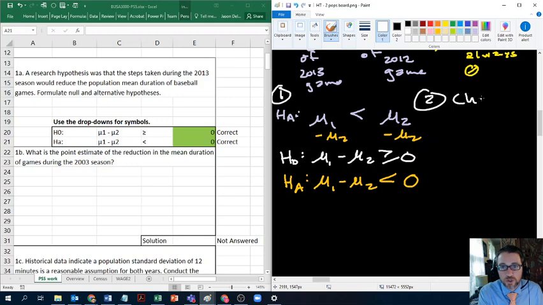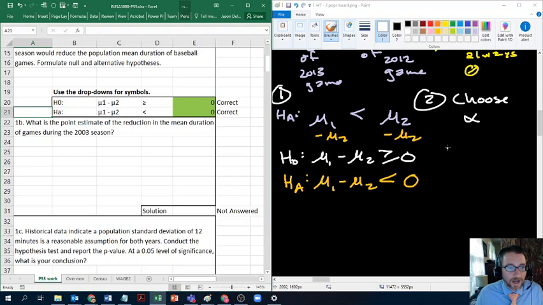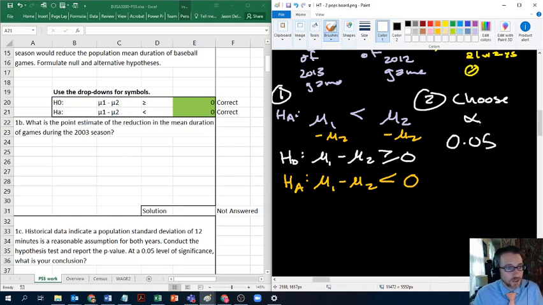The next step is to choose alpha. And so I'm going to scroll down and see here. Here it says 0.05 is the level of significance. And so there we go. We want to find that level of significance. And that is it. We have found the level of significance. Next is step 3, which is to choose a test statistic.